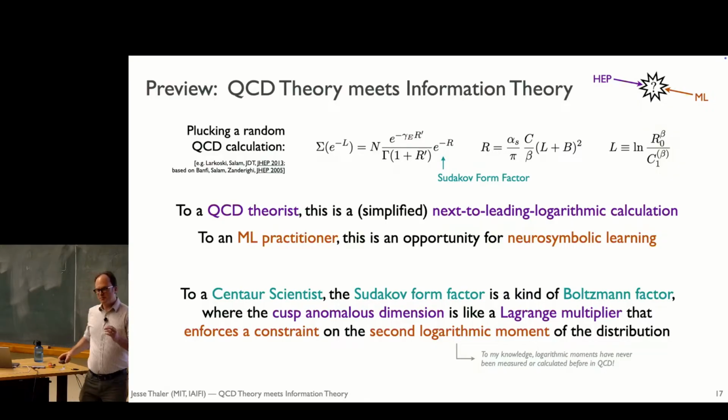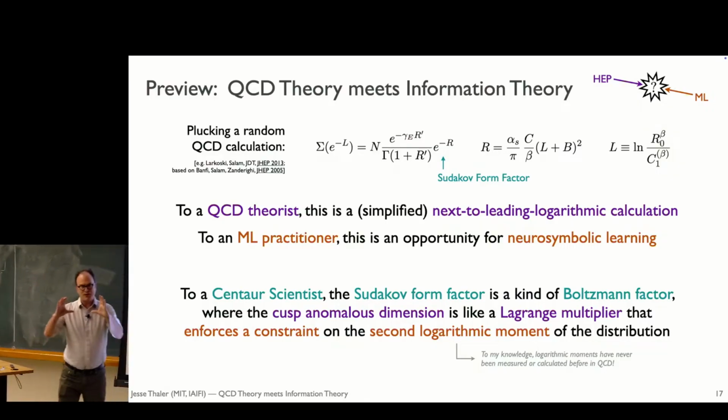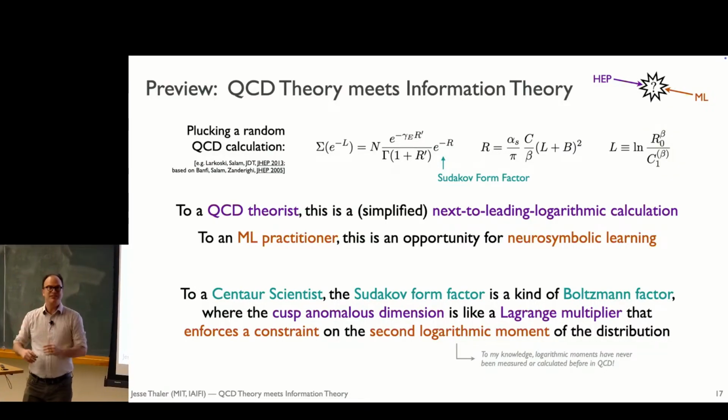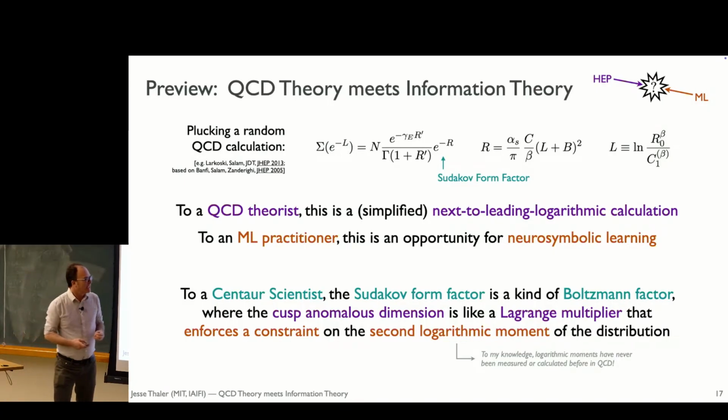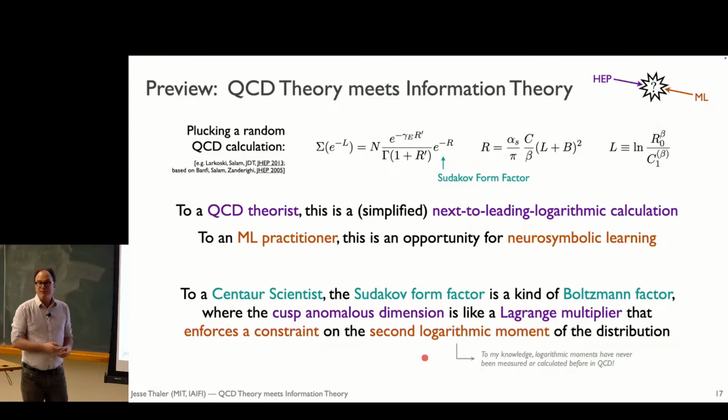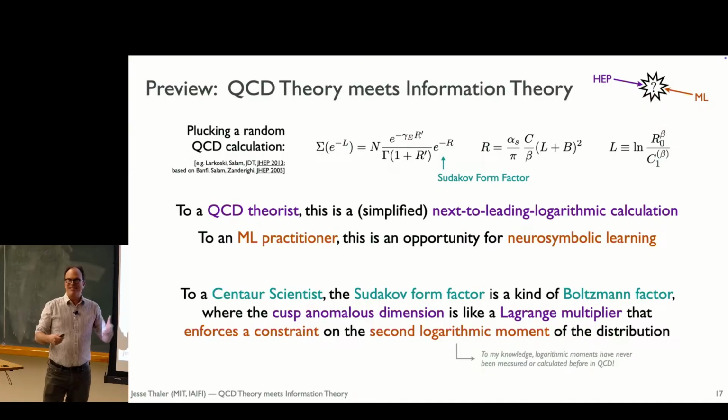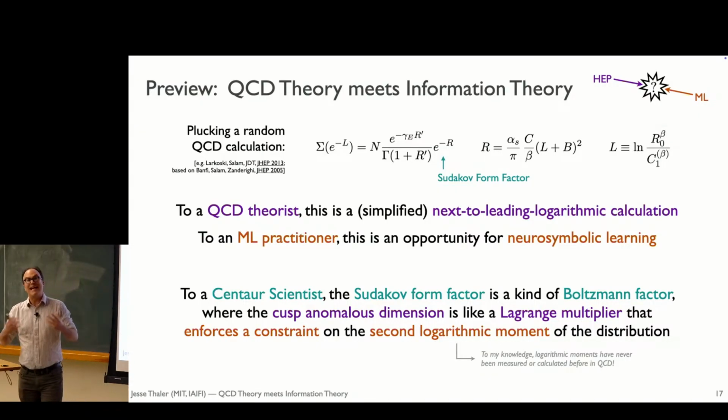Just like Boltzmann's mechanics tells you that e to the minus beta E means you constrain the average energy of the system, here the fact that it's e to the minus something times log squared tells us that we want to constrain the second logarithmic moment. To my knowledge, logarithmic moments have never been measured or calculated before in QCD. But this is the natural thing to do if you just look at the structure of these calculations. It's the natural thing to constrain in this more centaur scientist approach.